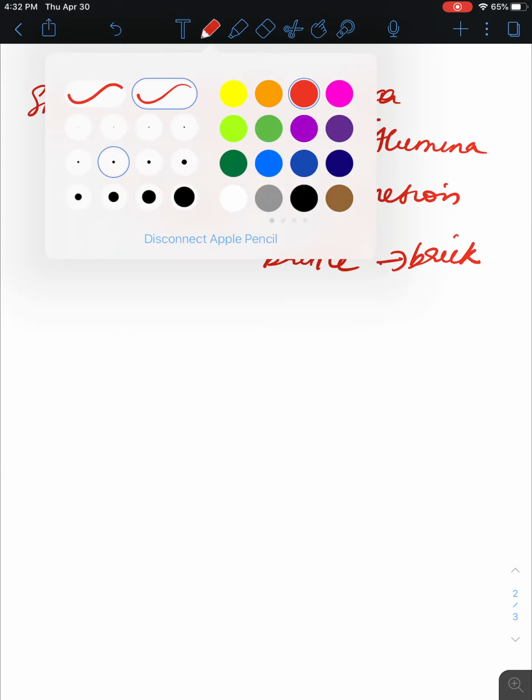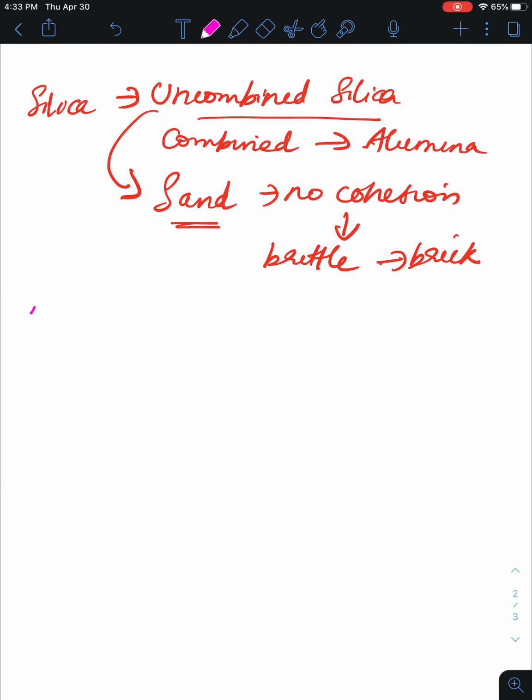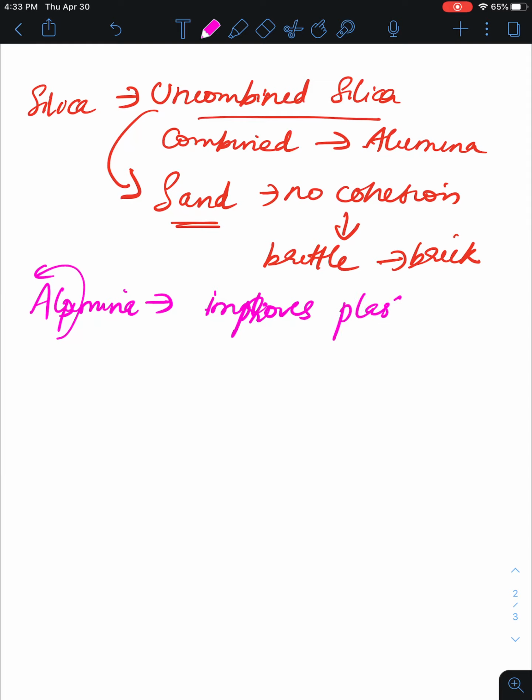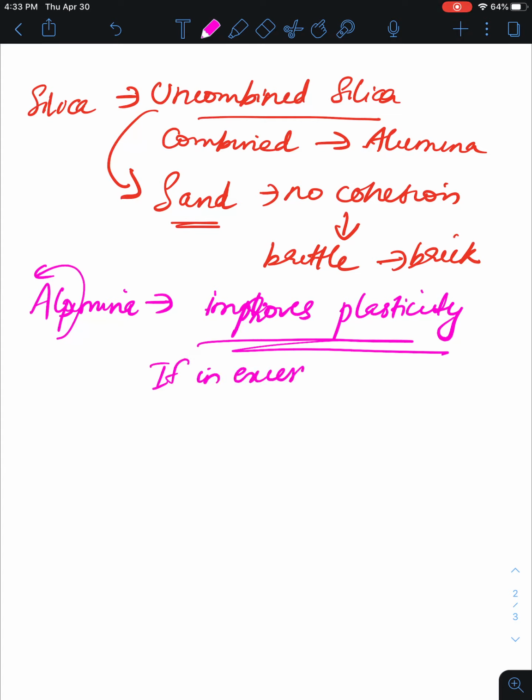Then the next constituent we have to learn is alumina. Alumina is the next 20% of the content. You put here P, then read like this. It improves the plasticity. That is the major use of alumina. If it is in excess, what will happen? It creates cracks.